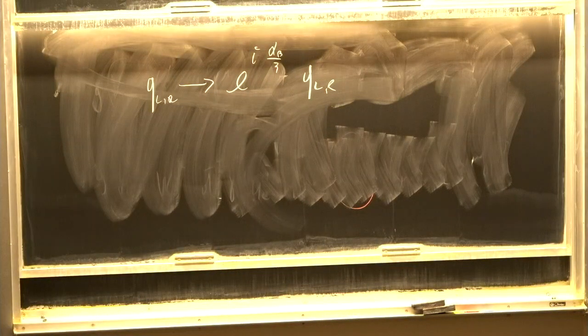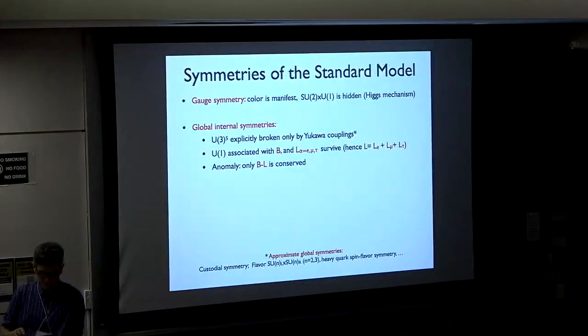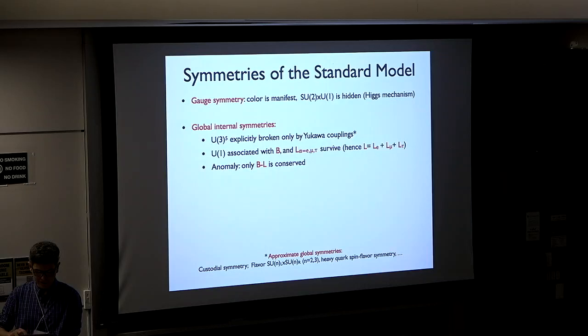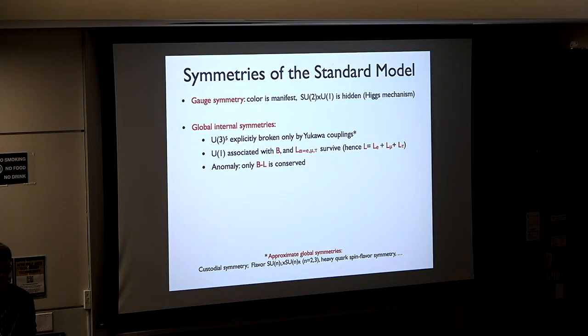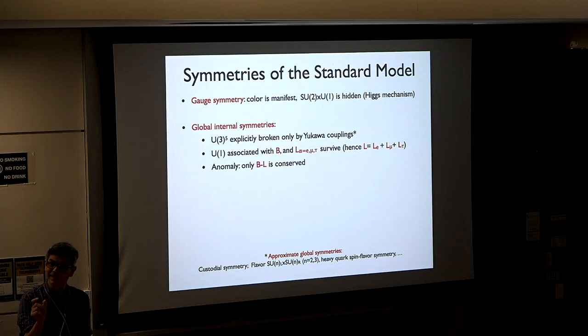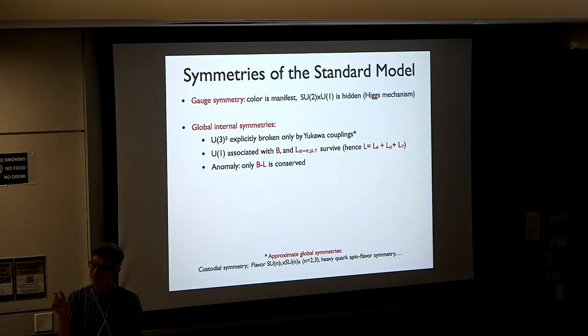Great. However, there is an anomaly for baryon and lepton number. The total baryon and total lepton number are not conserved at the quantum level. However, it turns out that when you write down the anomalous non-conservation of the current, the breaking is the same for them. So B minus L is conserved. B plus L is violated in the standard model.